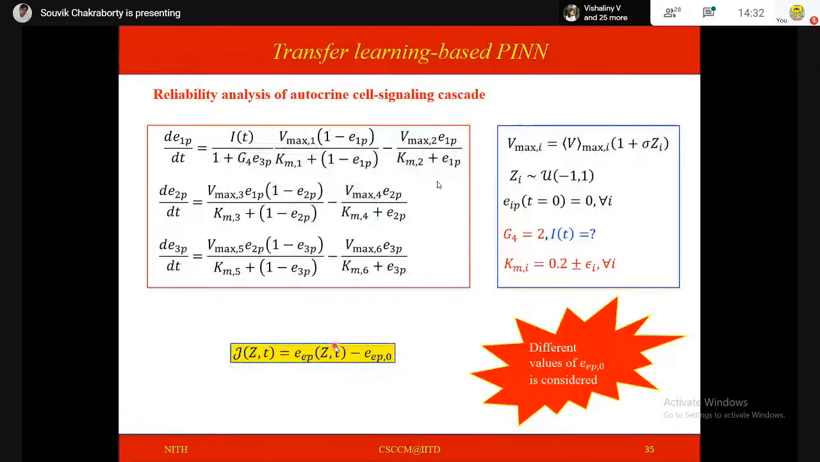So coming to the last part of the talk, basically we revisit the same example that was solved earlier, but in this case we make a certain modification. So now everything is random. So we have 13 random variables. Previously we had 6, so that is one change. The parameters that are shown in red have been changed. So K was previously deterministic, now it is random. G4 previously was 0, now it is 2. And I(t), which is the signal that we are providing to the cell. So you can think of I as the forcing function.